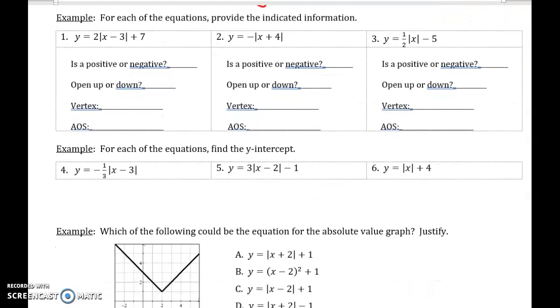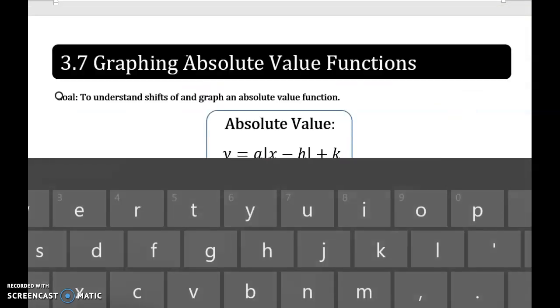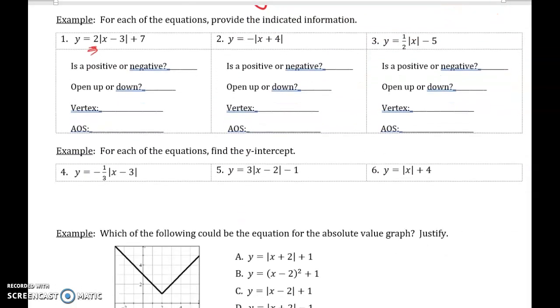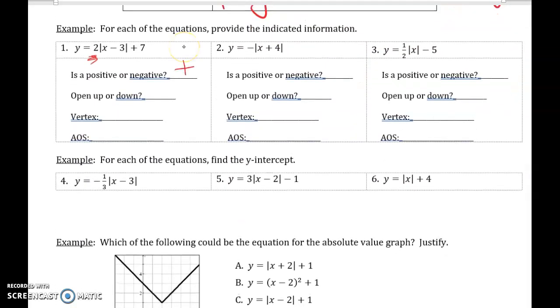So for each of the equations, provide the indicated information. Is it positive or negative? Remember, we're looking at the a value, and that's a positive 2. So it is positive, which means it's going to open up. Sorry, I keep hitting the keyboard with my hand. Remember, an absolute value function is a V shape.